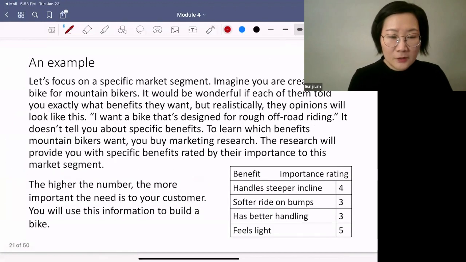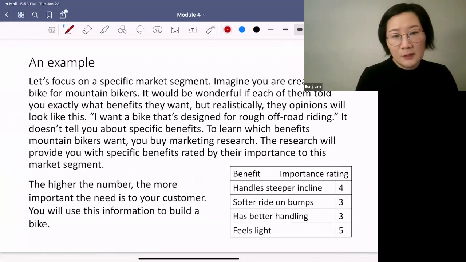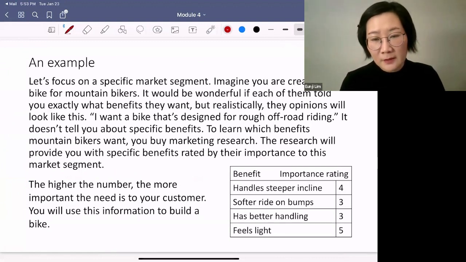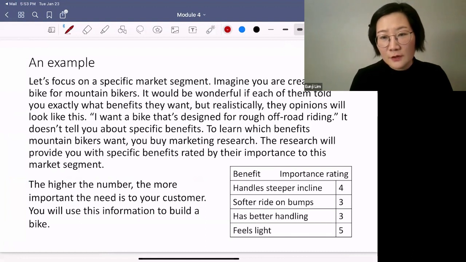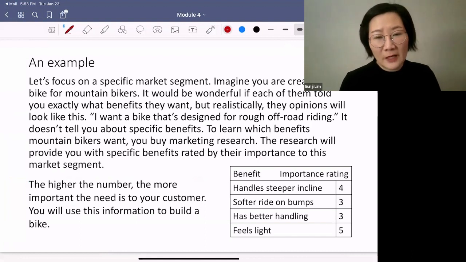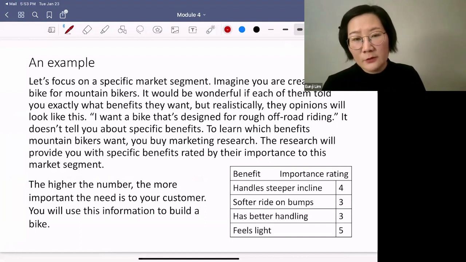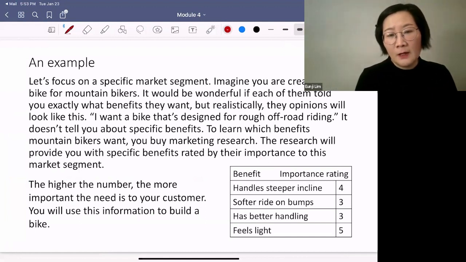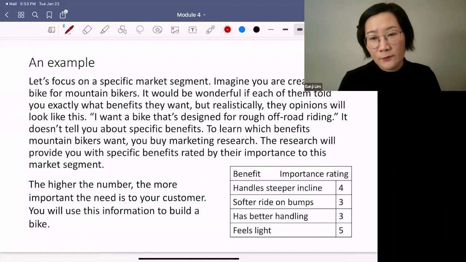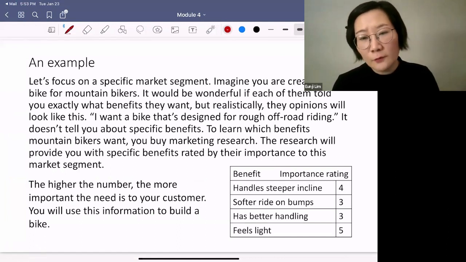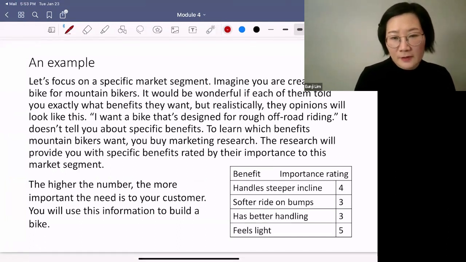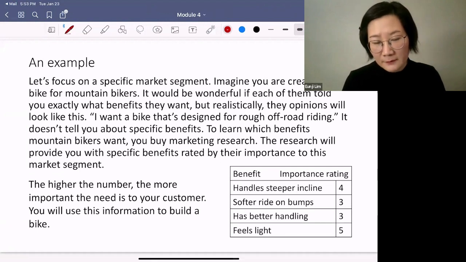Let's take the following example. Let's focus on a specific market segment. Imagine you're creating a bike for mountain bikers. It would be wonderful if one of them told you exactly what benefits they want, but realistically, their opinions will look like this: I want a bike that's designed for rough off-road riding. It doesn't tell you about specific benefits.